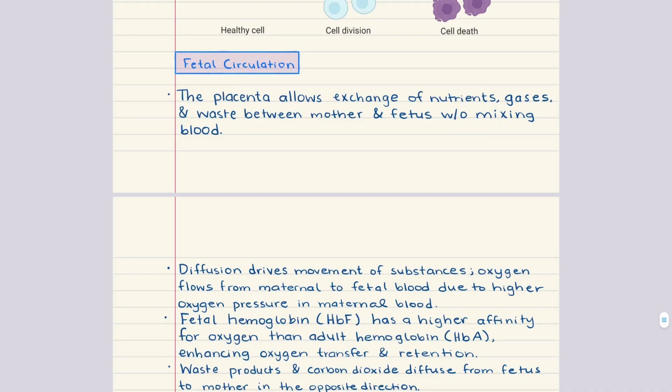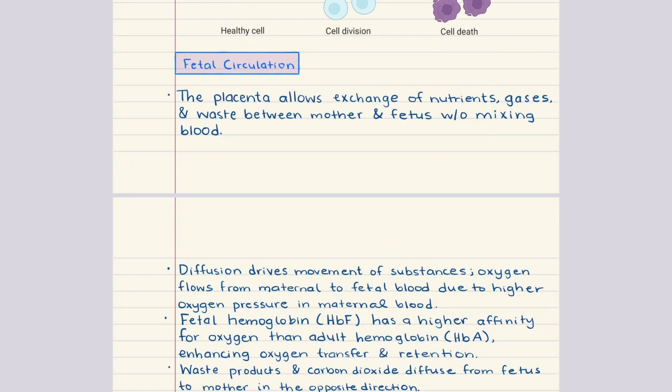This is the system that allows the developing fetus to receive oxygen and nutrients without using its own lungs or digestive organs. The key to this system is the placenta. The placenta is a specialized organ that allows the exchange of nutrients, gases, and waste between the mother and the fetus without mixing their blood directly. The mother's blood and the fetus's blood stay in separate compartments, and exchange only occurs across a thin barrier through diffusion.